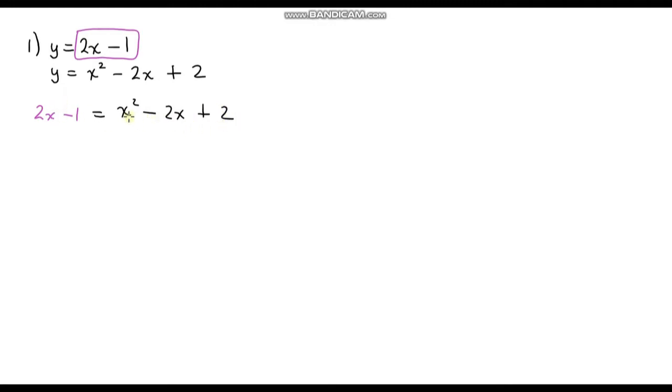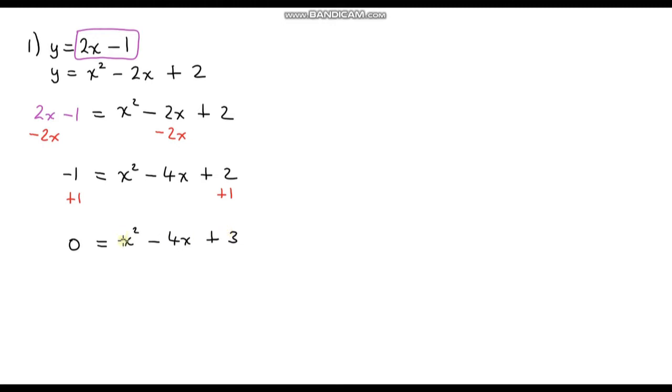Now we can solve this equation by getting everything on one side. So if we get rid of this 2x minus 1 from the left-hand side, first of all, we subtract 2x from both sides. Then we're just left with negative 1 is equal to x squared, negative 2x minus another 2x is minus 4x, and then plus 2. And finally, we want to get rid of this negative 1, so if we add 1 to both sides, we're now left with 0 on the left-hand side, and that is equal to x squared minus 4x plus 3.